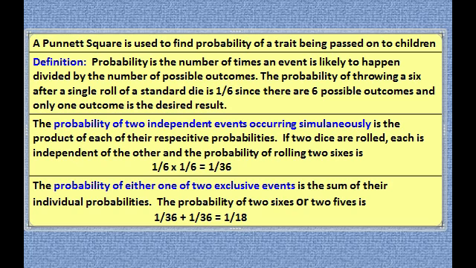The probability of either one of two exclusive events is the sum of their individual probabilities. The probability of two sixes or two fives is 1/36 plus 1/36, which is equal to 1/18.